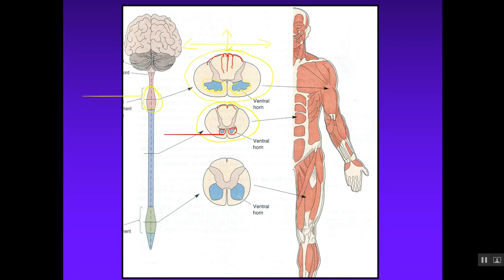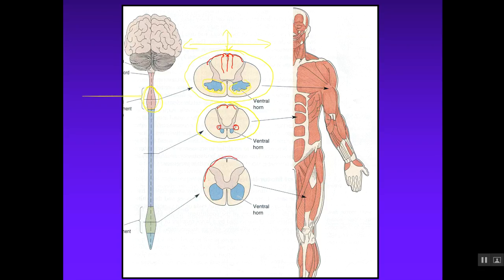And the other thing that helps you know that is right there, the little lateral horns, where you have those sympathetic cell bodies for the preganglionic sympathetic nerve fibers. So that's another giveaway that you're in the thoracic spine.